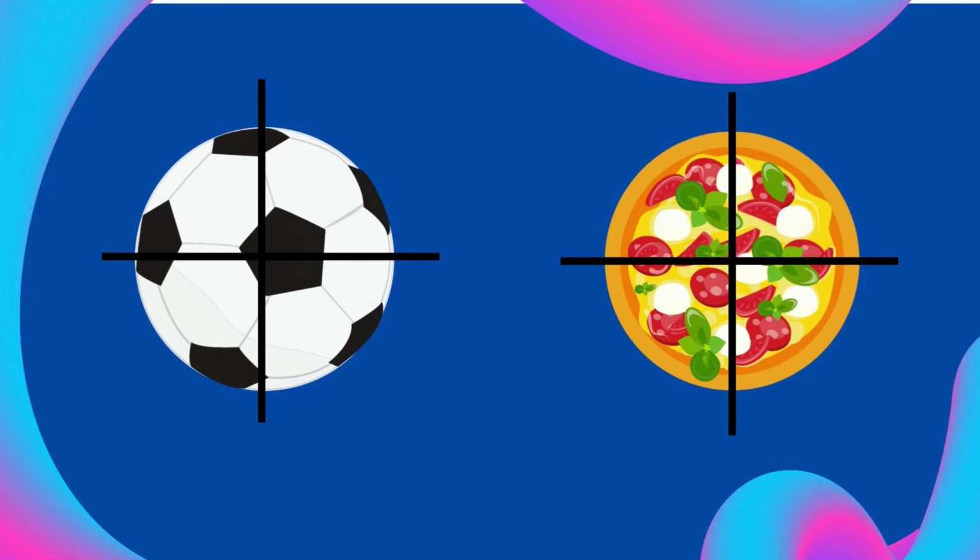We have 2 objects here you must have eaten or tried, a ball and a pizza. Let's see if we can cut them in 4 equal parts. So we have started from the top till bottom, and across. We have 1, 2, 3, 4 parts.